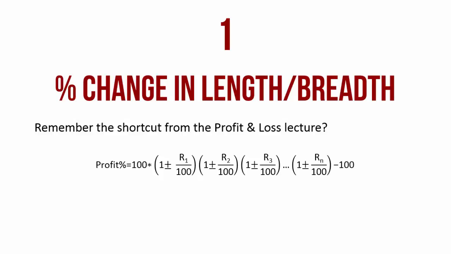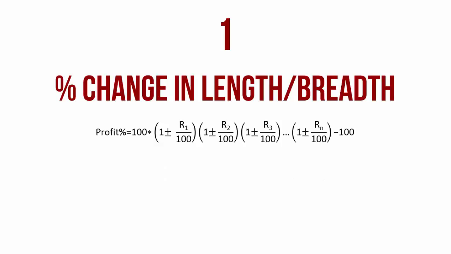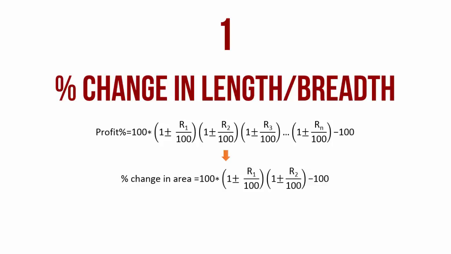We can use the same formula to calculate change in length and breadth. Let us see how. Given this formula for profit percent, this will transform to this formula for calculating a percent change in area. We shall have only two terms, R1 and R2, because area is a two-dimensional measurement. R1 could be the percentage change in length and R2 could be the percentage change in breadth. R1 and R2 could also be change in base and height of a triangle, for instance.